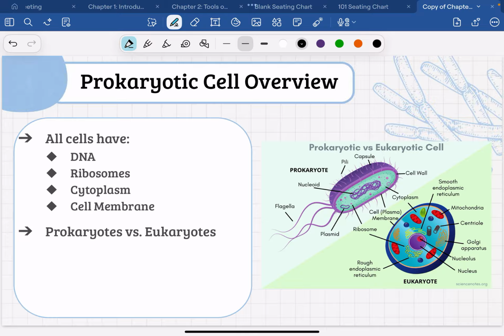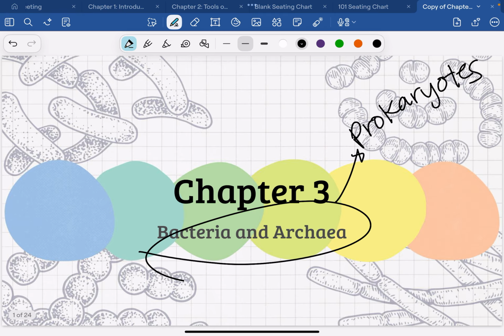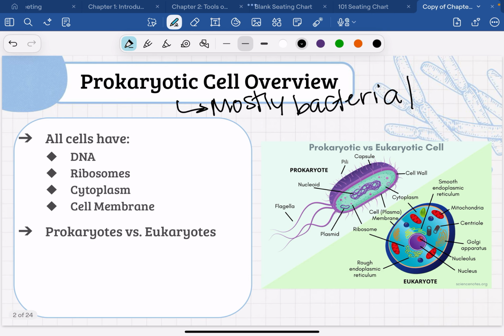Keep in mind that as we're talking about this, for the most part, we're going to be discussing bacterial cells. The other half of prokaryotes is archaea, right? Talked about it over here. Bacteria and archaea are both prokaryotes. But as of right now, as far as I know, and I think as far as everybody else knows, there are no archaea that cause human disease.